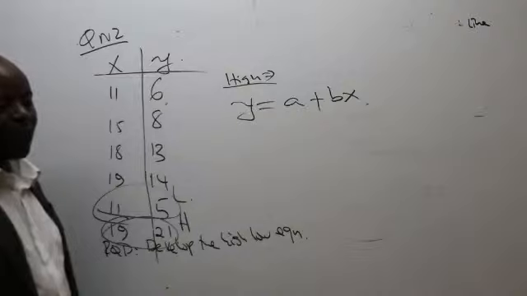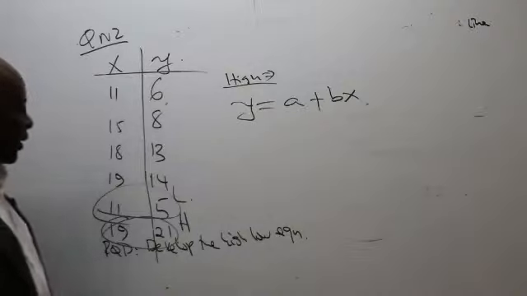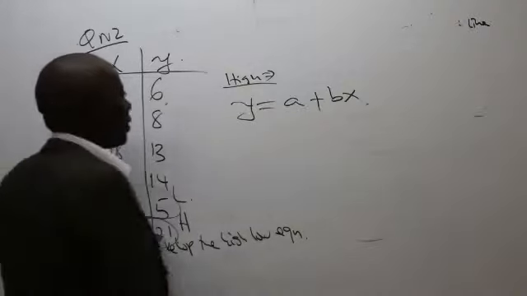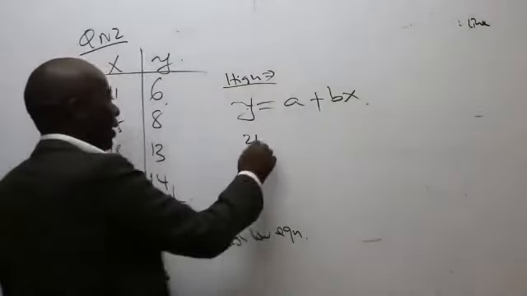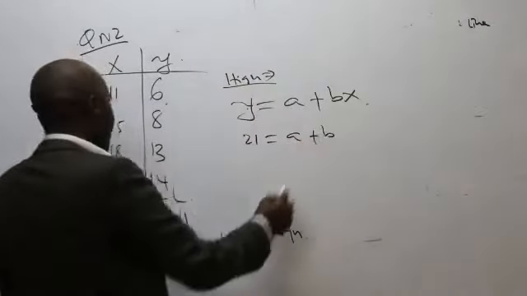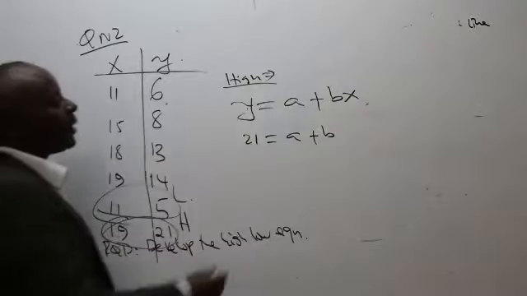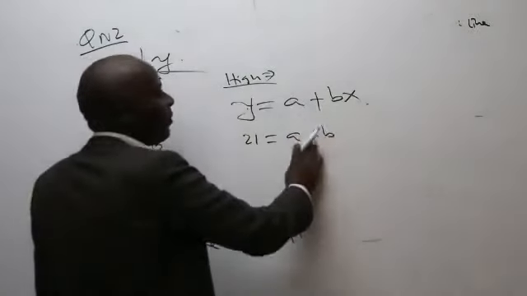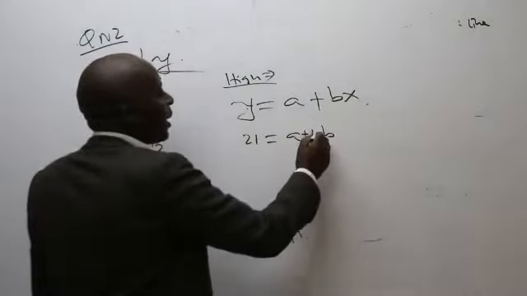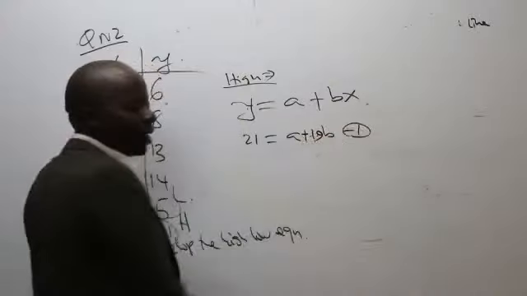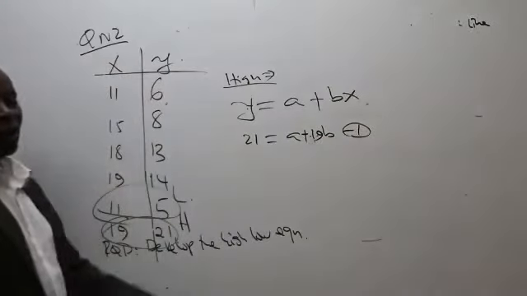So Catherine amesema ati itakuwa the equation here, the high equation y ni 21 equals a plus b times what here? X which is 19. So Catherine akasema baada ya kuandika b times 19, mwalimu so useme tu a plus 19b. Call that equation number 1.